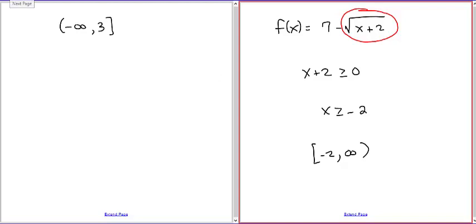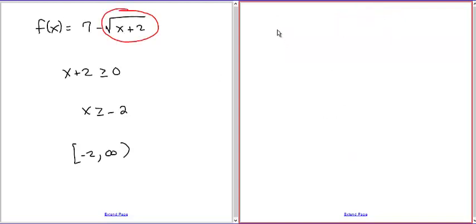Okay, now what happens if we have a square root in the denominator? So let's say we have 5x divided by the square root of 3 minus x. If you just have the square root by itself in the denominator, then you just have to make sure this argument is greater than 0, but it cannot equal 0. When it's in the numerator like this, the argument can be equal to 0 as well.